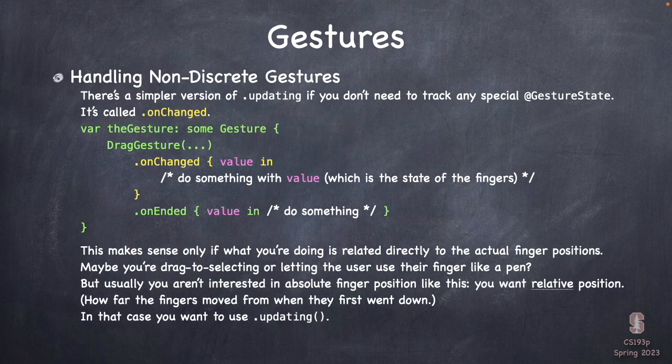Just like you had updating, you can do onChanged. Now onChanged gets passed the value, but none of that other stuff, and there's no $ gesture state, because in onChanged, you can actually modify your model or @State. This really only makes sense if your model or your @State of your view is directly tied to where the finger is, like you're doing a drawing app, and as you drag your finger around, the drawing is following, or you're doing drag to select, and as you drag out the rectangle, you're selecting or deselecting things under it. That depends on where the finger is.